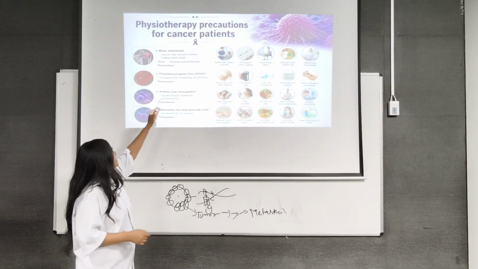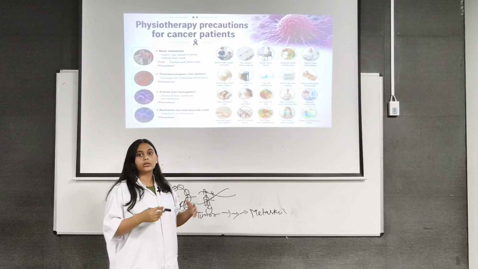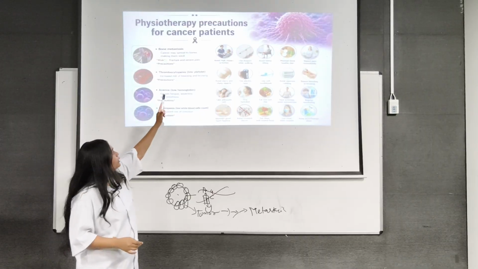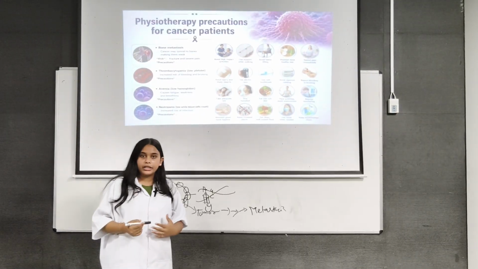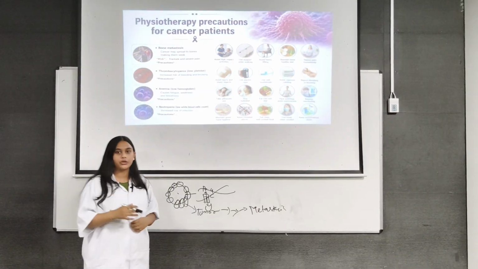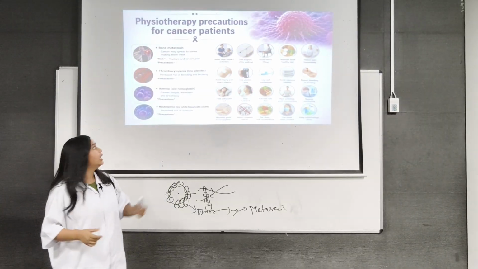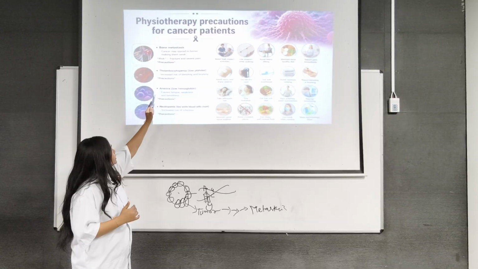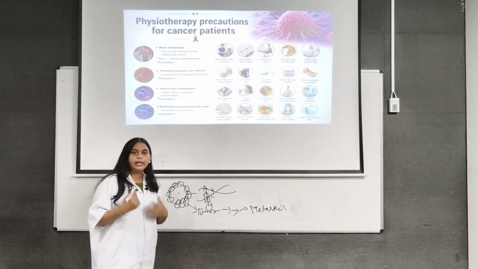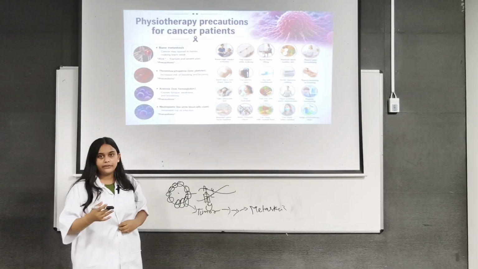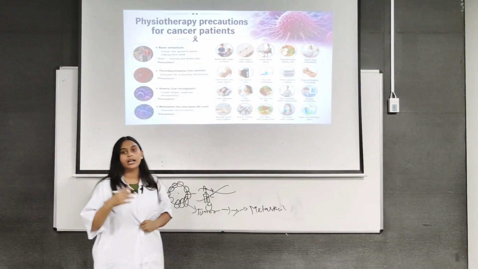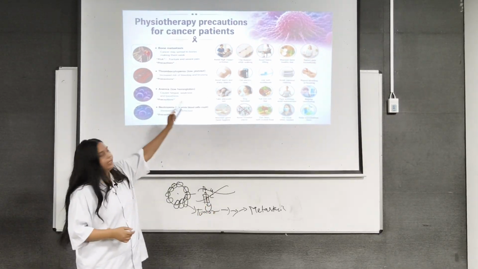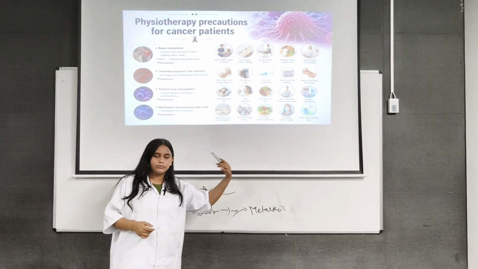Now second one, thrombocytopenia. This is a common symptom with all cancer patients. Thrombocytopenia means low platelets. Platelets are a very important component of blood which helps in the hemostasis process. And if the platelet level goes lower, then there will be an increased risk of bleeding. So precautions should be taken by the therapist that vigorous activities should not be provided to the patient, because vigorous activities can lead to injury, and due to the low platelet level there will be more blood loss.